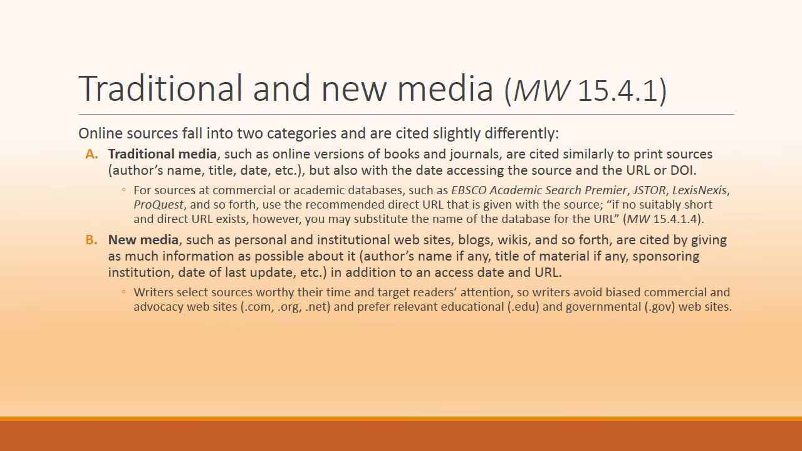Second, new media, such as personal and institutional websites, blogs, wikis, and so forth, are cited by giving as much information as possible about it, in addition to an access date and the URL, or internet address. Well, this next note is highly important. Writers select sources worthy of their time and their target reader's attention. So writers avoid biased commercial and advocacy websites recognized as .com, .org, .net, and prefer relevant educational .edu and governmental .gov websites.